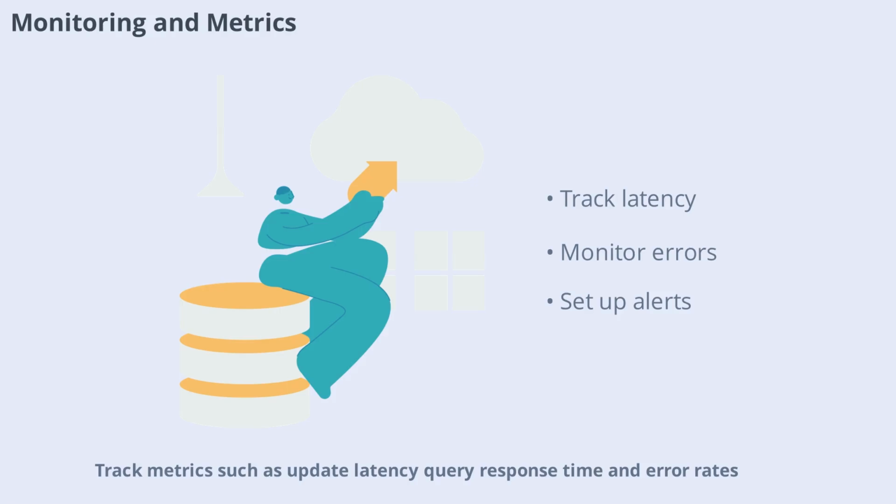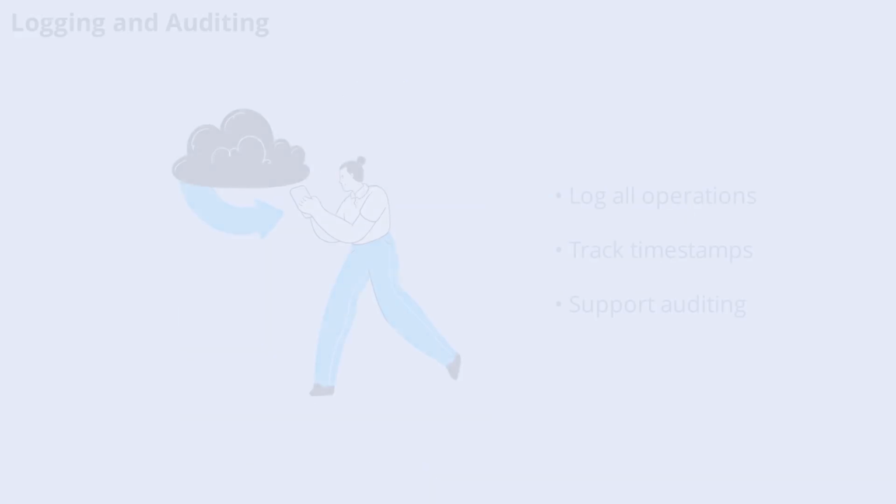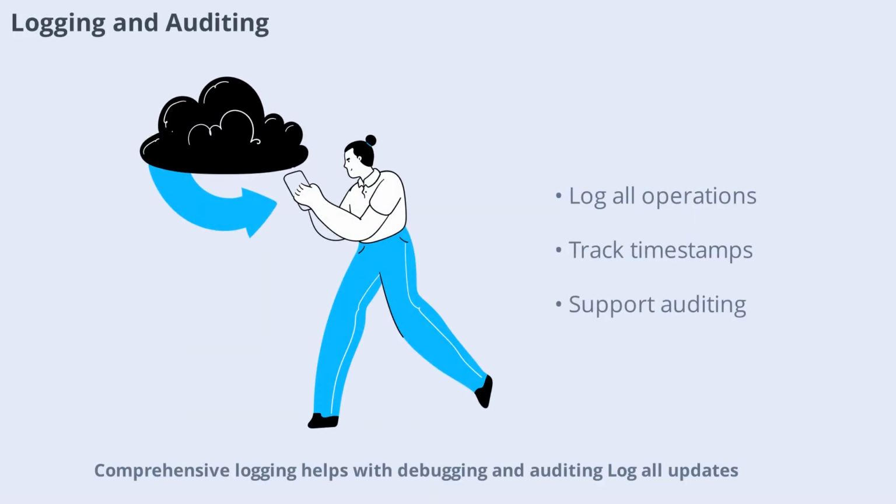Track metrics such as update latency, query response time, and error rates. Set up alerts for unusual activity or performance degradation so issues can be addressed proactively. Comprehensive logging helps with debugging and auditing. Log all updates, removals, and queries, along with timestamps and user information. This provides a clear history of changes and supports compliance and troubleshooting.